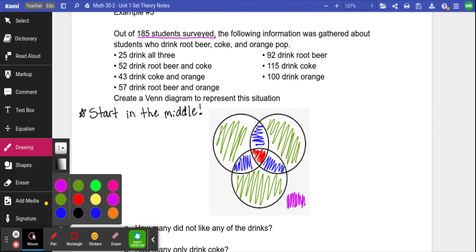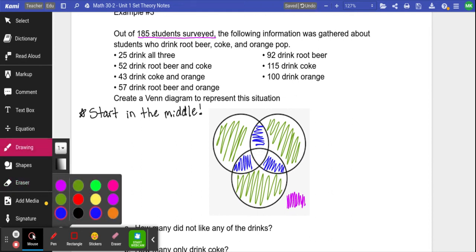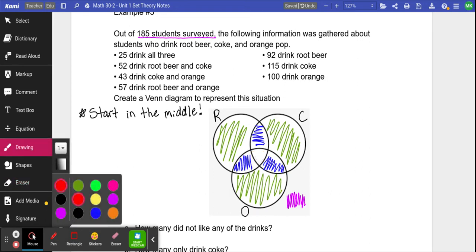Perfect. Red, right in the middle. Let's start there. That would be you drink all 3 pops. We have root beer, so let's go R. We have Coke. And we have orange. So I want to figure out the center. That would be people who drink all 3. The beauty of triple Venn diagrams is they will always tell you that number. You won't have to actually calculate it like you might have to with a double Venn diagram. And if you look at our information, look at that. 25 drink all 3. They gave you that middle number.